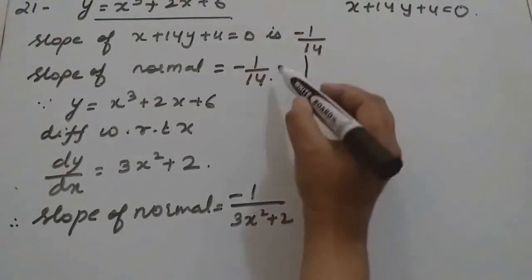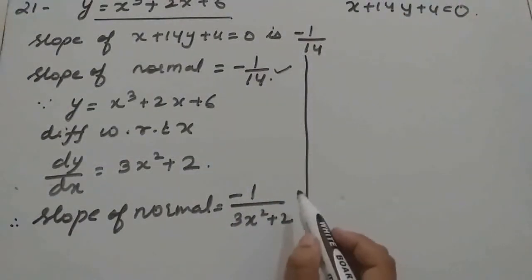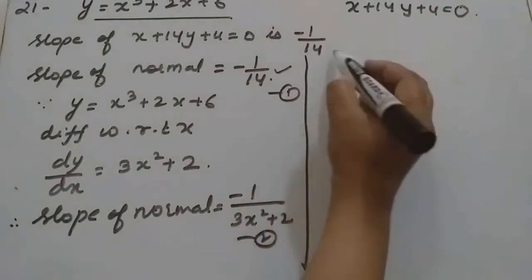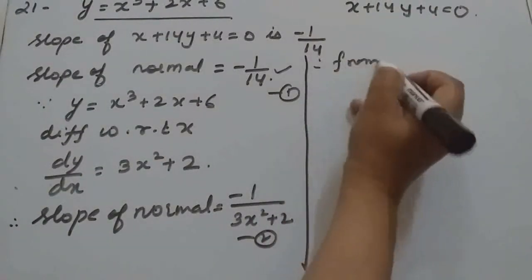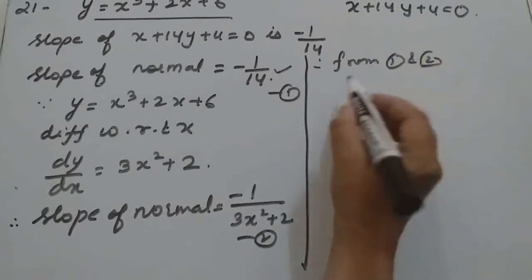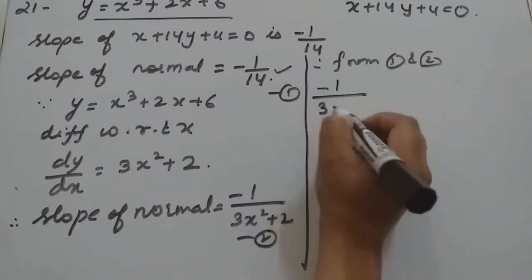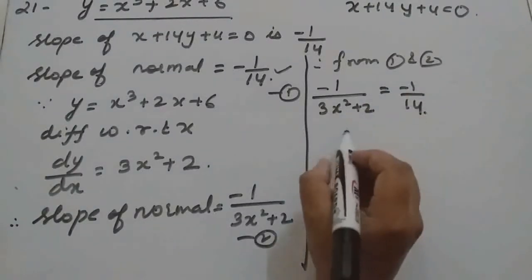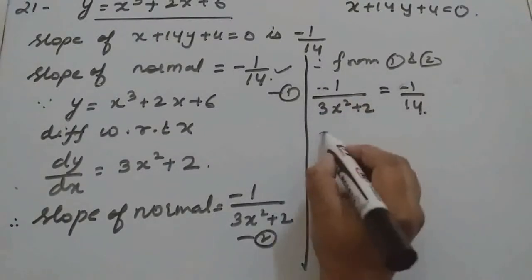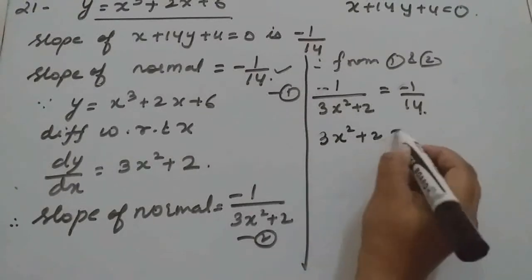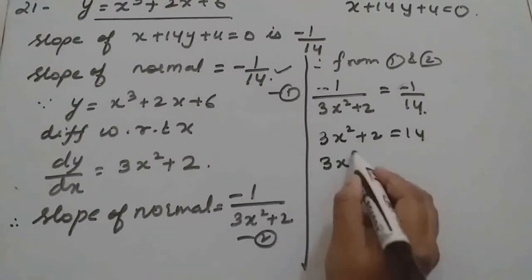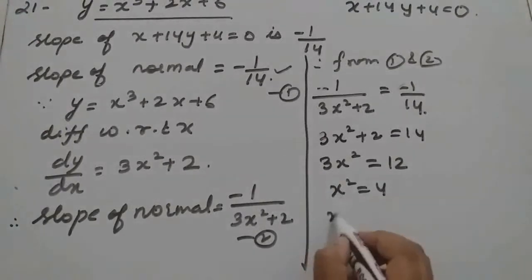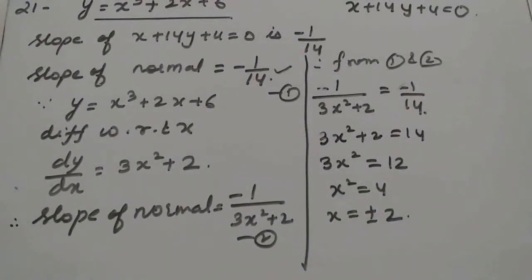But we got here the slope of normal as minus 1 by 14. So both we will equate here. Therefore from 1 and 2, minus 1 by 3x square plus 2 is equal to minus 1 by 14. Minus will go. So 3x square plus 2 is equal to 14. So 3x square equals 12. x square is 4. So x will be plus minus 2.